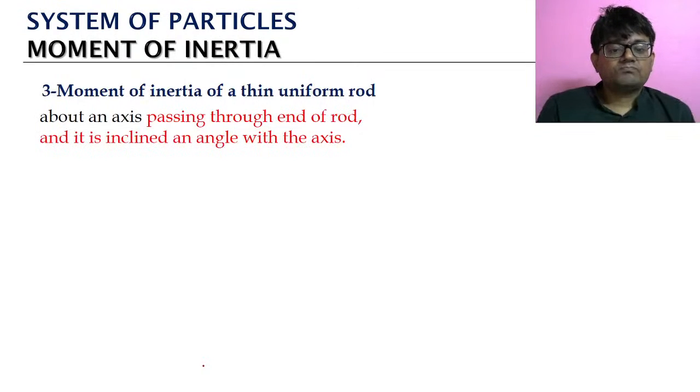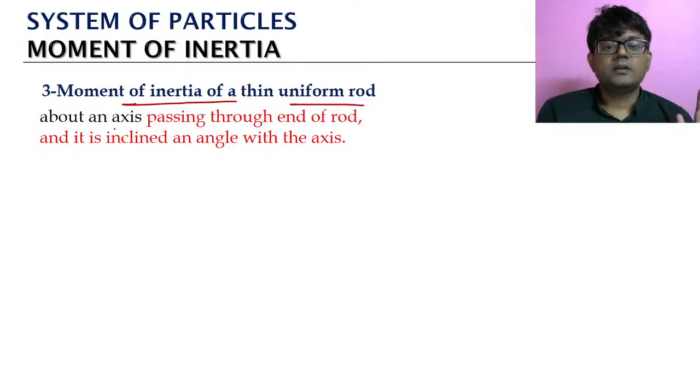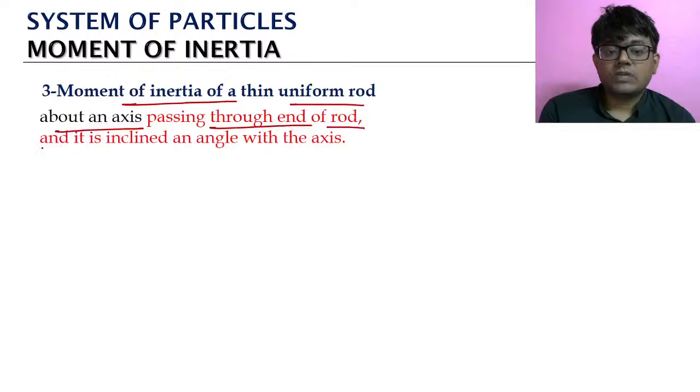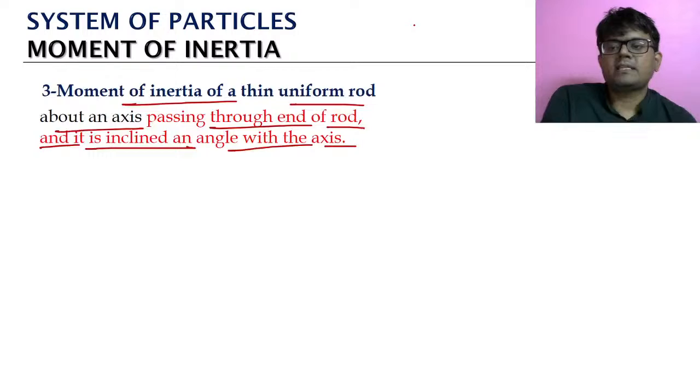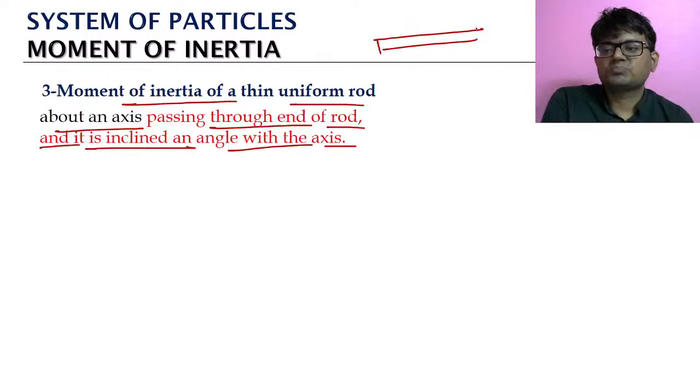Next, look. Moment of inertia of a thin uniform rod about an axis passing through the end of the rod but not perpendicular, and inclined at an angle with the axis. So what did we see before? We have a rod like this, about an axis passing through the end of the rod.